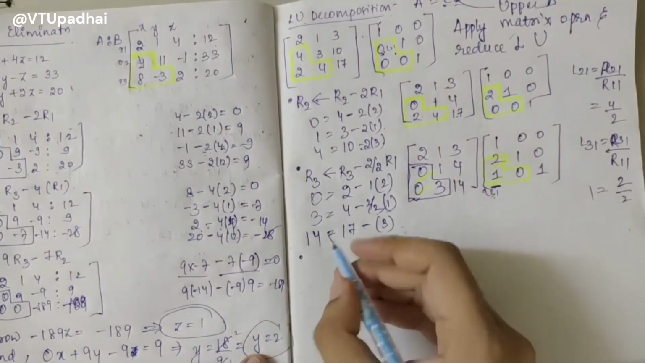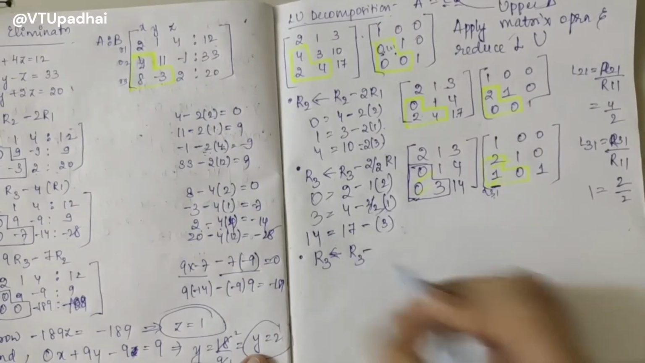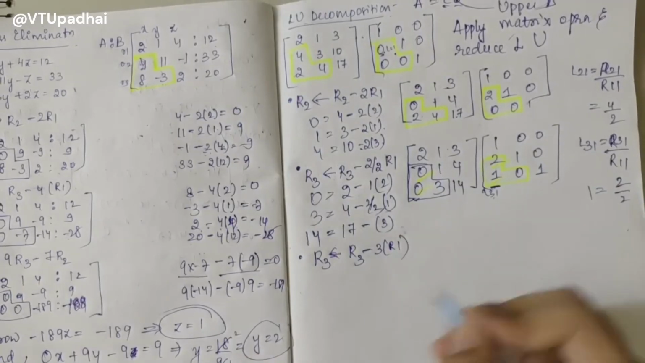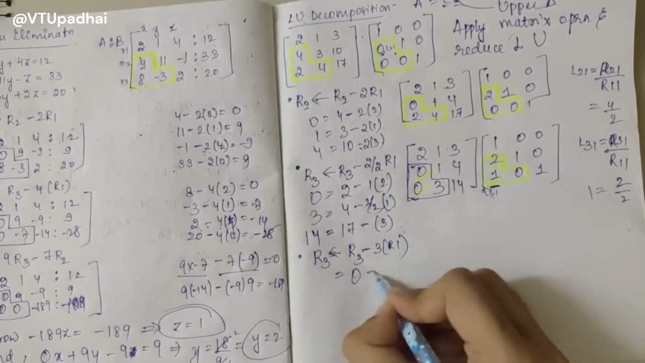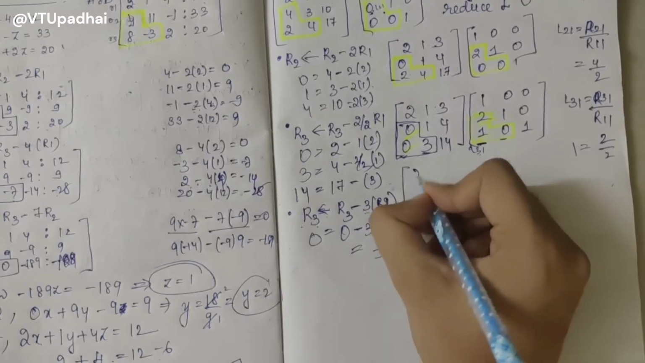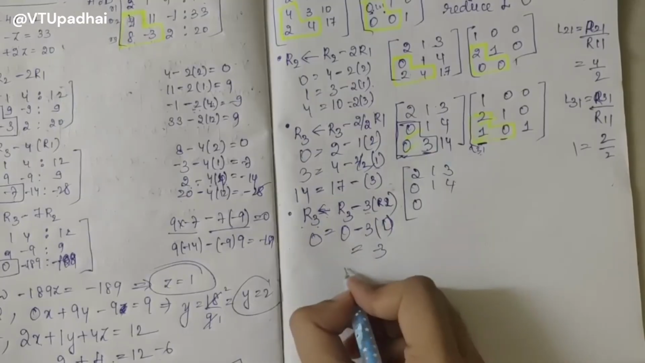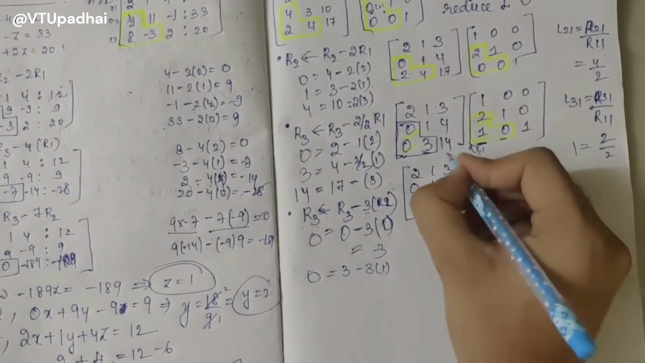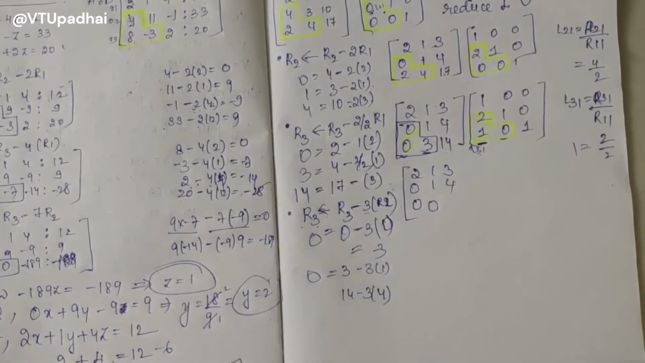So I'll perform the next operation. I'll write R3 is equal to R3 minus 3 times R2. So here R3 is 0 minus 3 times 0, I get 0 here. So I write 2 1 3, 0 1 4 and here 0. Next I have 3 here, so 3 minus 3 times 1, again 0 here. And then here I have 14 minus 3 times 4.